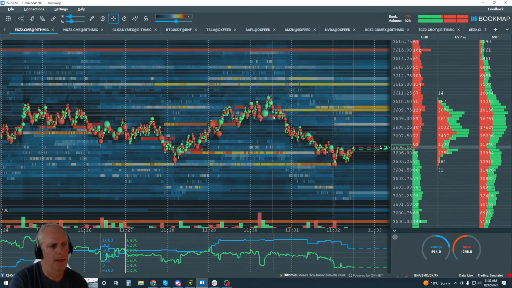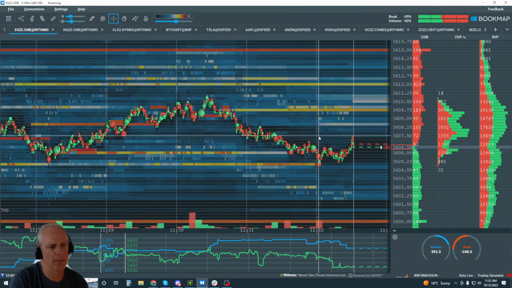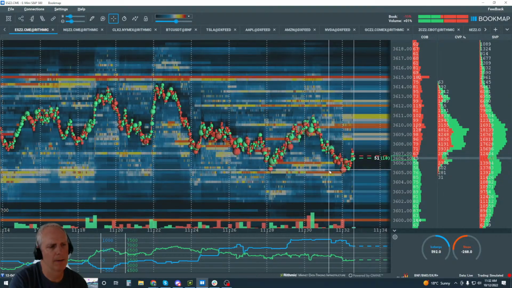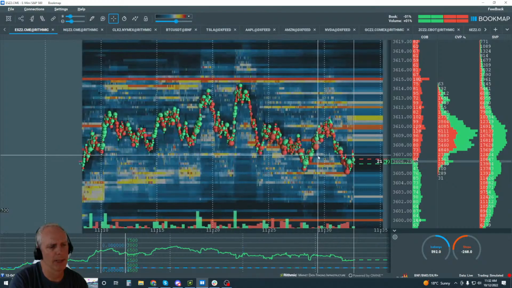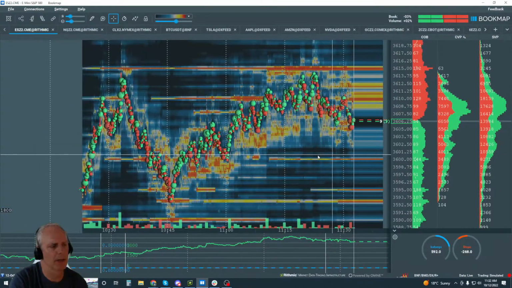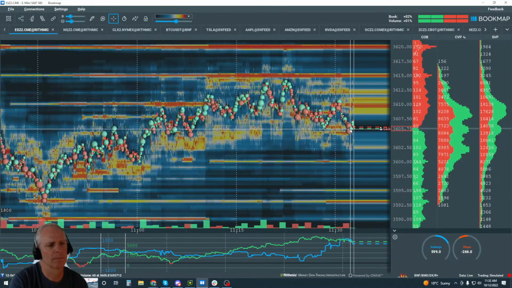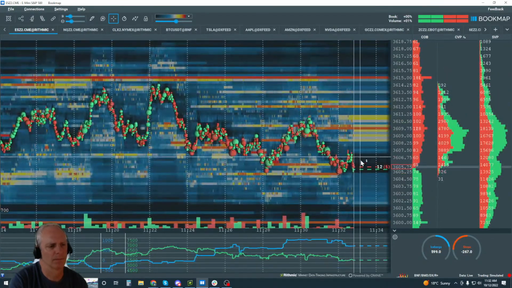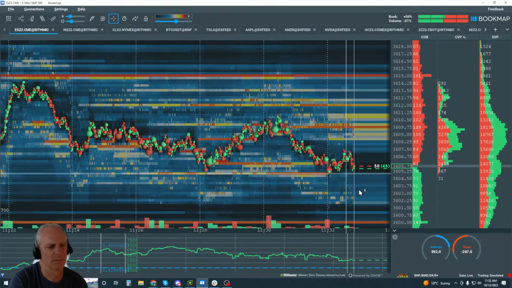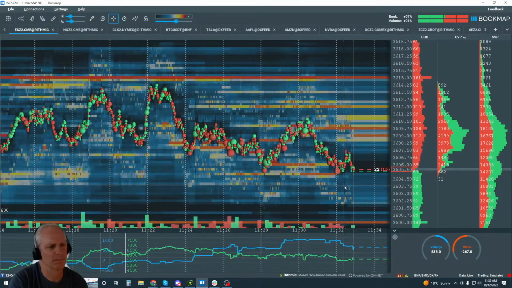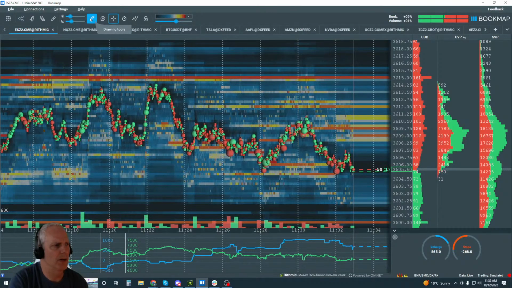Yeah, didn't get that one. But let's see if we can get a move back up now. Boy, and I don't know about that. Let's zoom out here. Bottom of the range. Yeah, this is just all over the place.